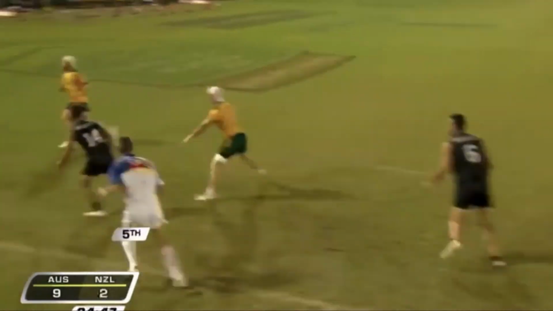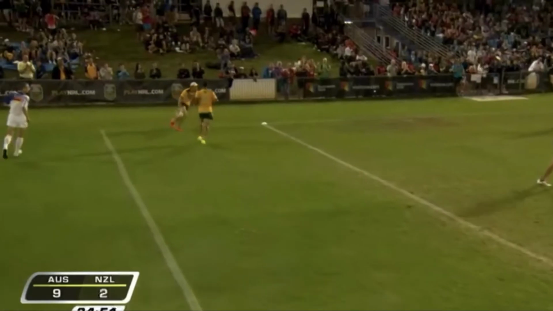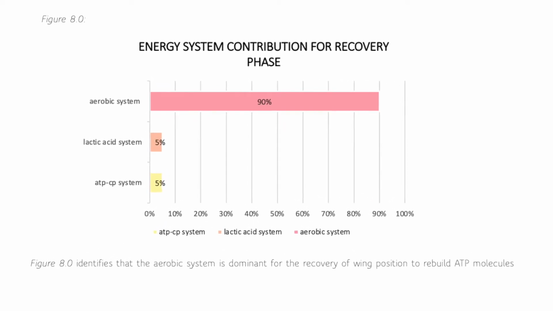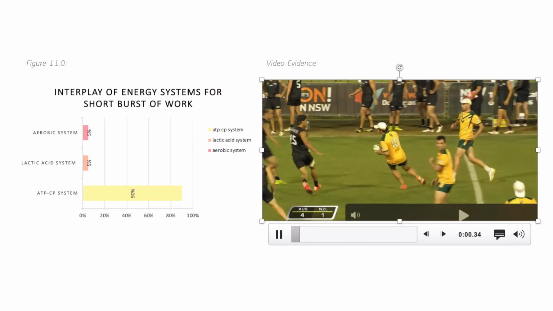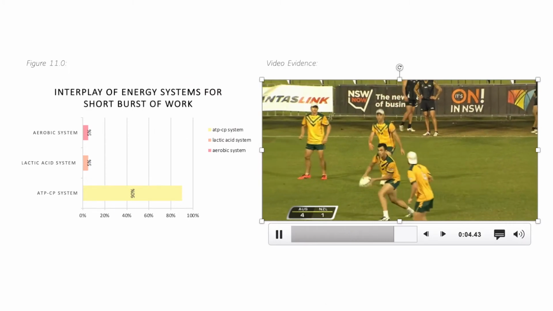Specifically identified in the video when involved in play during the line attack phase, he receives a cutout pass from a middle to score a try. Prowse is predominantly working under aerobic conditions as the body does not exceed oxygen demands, shifting to the ATP-CP energy system when called upon to perform a short burst of high-intensity work.